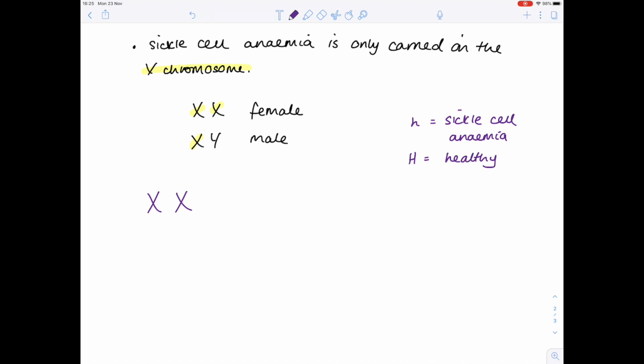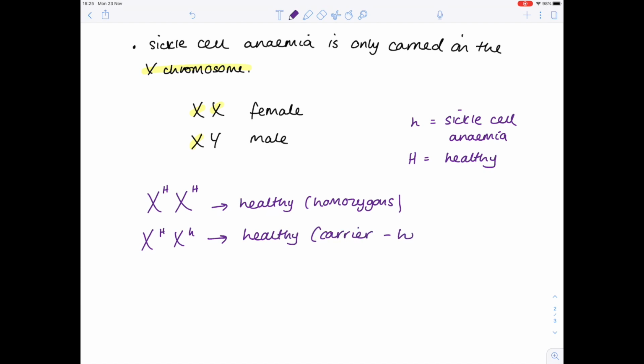So if we have a look at the combination of alleles, this person here will be healthy, and remember they are homozygous because they have 2 copies of that uppercase H. This person will also be healthy, and that's because sickle cell anemia is a recessive disease. We can also see that they are heterozygous because they have 1 uppercase H and 1 lowercase. The final combination for females is 2 lowercase h's. This person unfortunately has sickle cell anemia because they have 2 copies of that recessive allele. And all the time we're very interested in what's going on here, here and here.